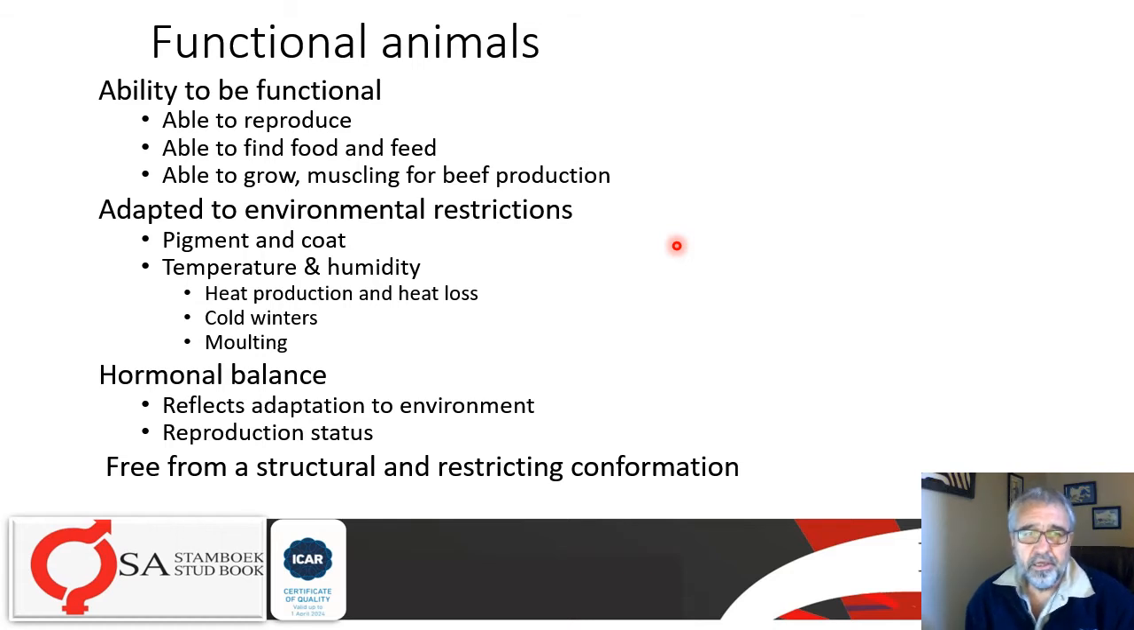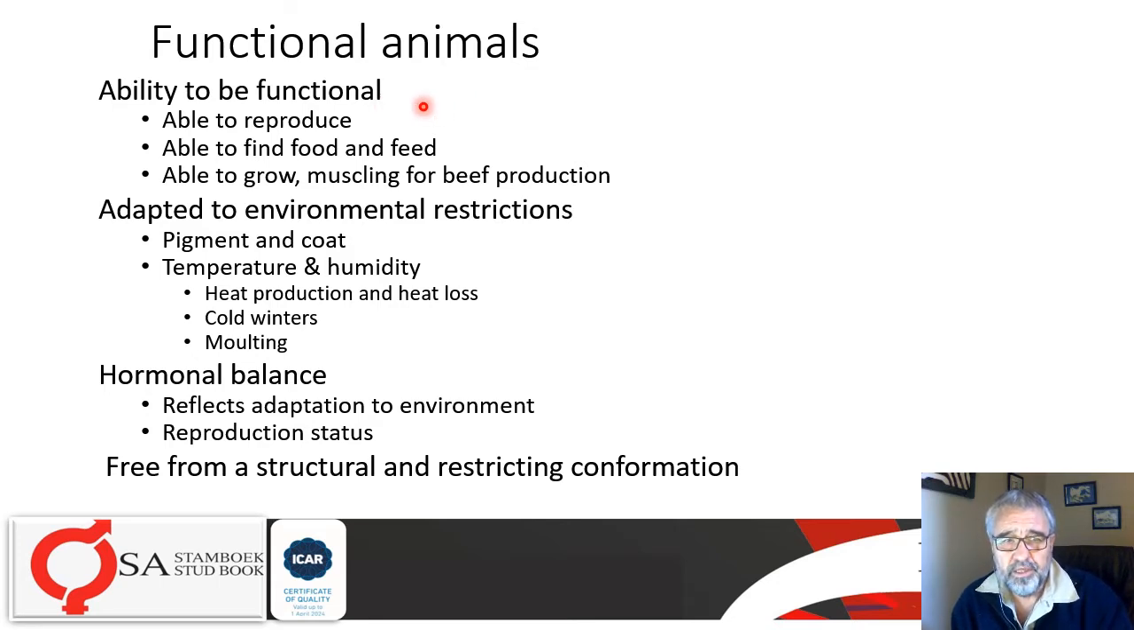Just generally, in terms of functional cattle, the ability to be functional is very important, and obviously functionality will also be a function of the production system and the environment where you have to produce beef. So it can differ between environments, and it can differ between production systems and the availability of feed.